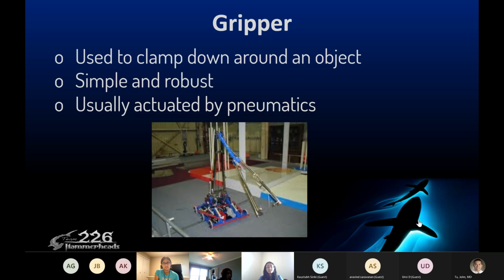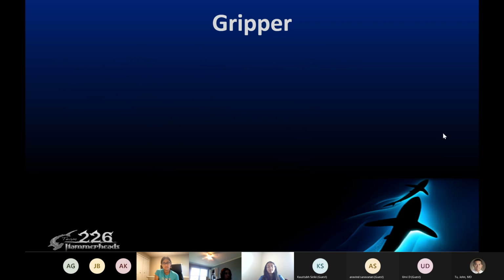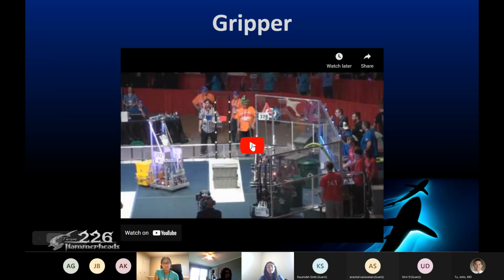Okay, so the next is a gripper. Grippers are used to clamp down objects. It's pretty simple and it's not hard to build. I think we used one in our Deep Space robot. So the way it works is it's powered by pneumatics, and then you can use the pneumatics to open and close the claws, like the one you can see here. It has two claws, and then there's probably a piston further back. So when it pushes out, it opens, and when it retracts, it closes the claws. And then here's a video of a gripper in action.